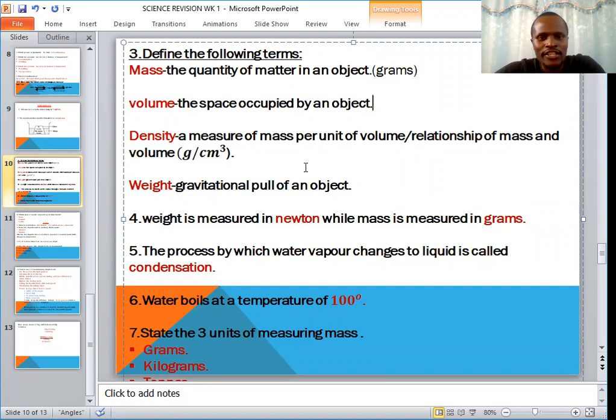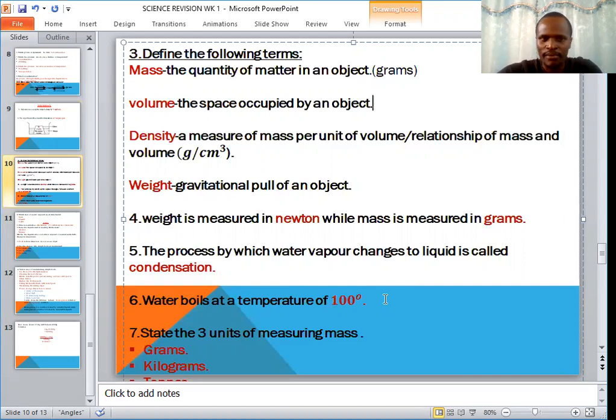Then we have density. Density is a measure of mass per unit of volume. Okay, it is the relationship of mass and volume. And when you are asked to find density, you will see that density is equal to mass over volume. And you can see the SI unit for density is grams per cubic centimeter. So once you see that, you can see the relation between mass and volume. I expect you to write that. Then we have weight. Weight is the gravitational pull of an object.